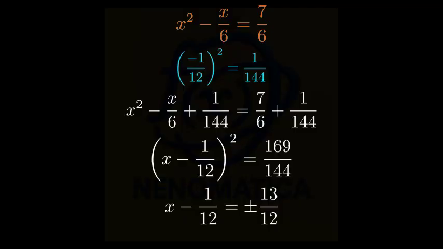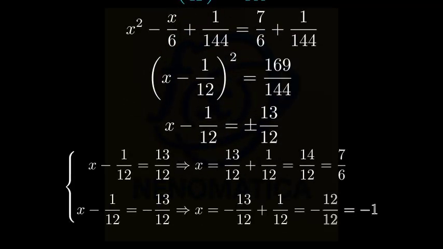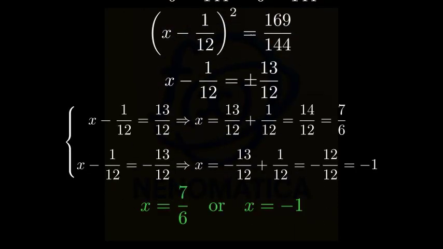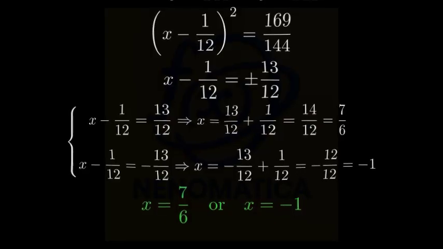Solve the two cases. When the right side is positive 13 over 12, x equals 13 over 12 plus 1 over 12, which is 14 over 12. That simplifies to 7 over 6. When the right side is negative 13 over 12, x equals negative 13 over 12 plus 1 over 12, which is negative 12 over 12, or negative 1. Therefore, the solutions are x equals 7 over 6 and x equals negative 1.